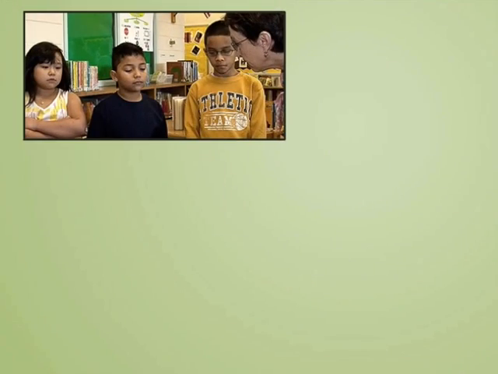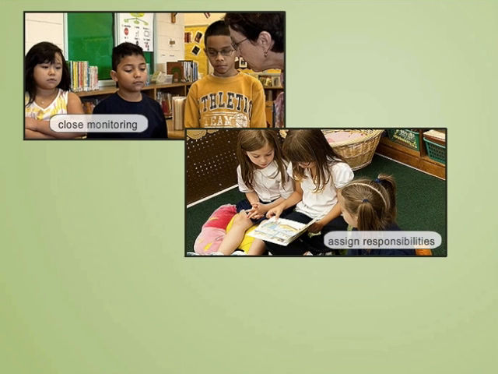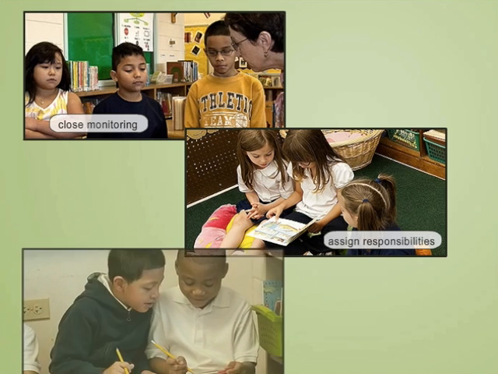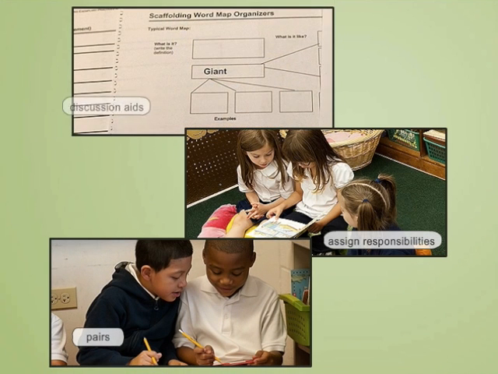Students may need assistance staying on task during group work. This may require close monitoring or assigning responsibilities to students in each group, such as keeping the discussion on task or asking questions. Younger students might perform better in pairs. Teachers can provide discussion aids like graphic organizers, pictures, or question prompts, which students can share and use in their discussion.